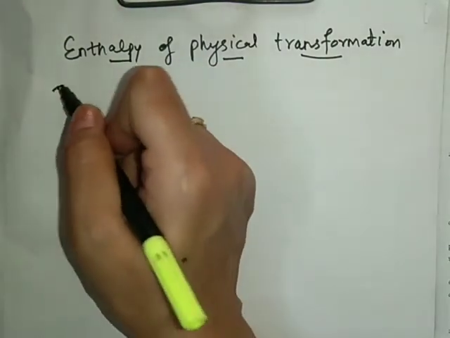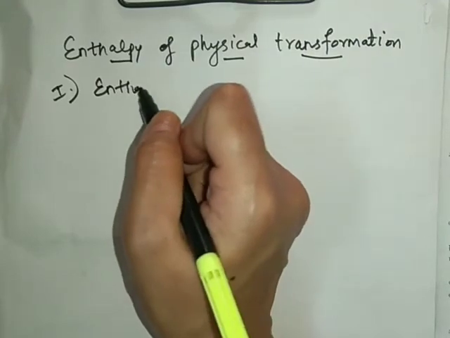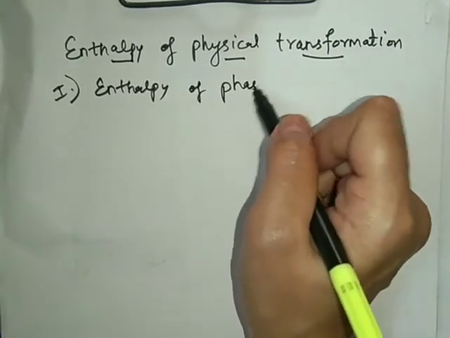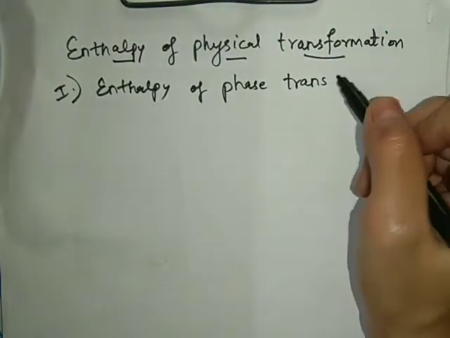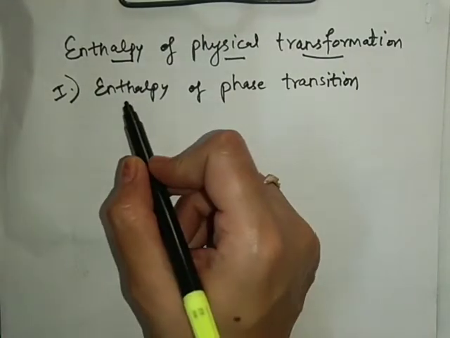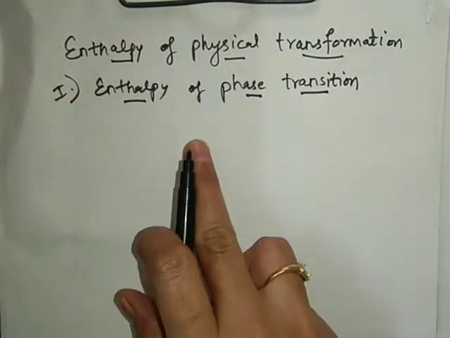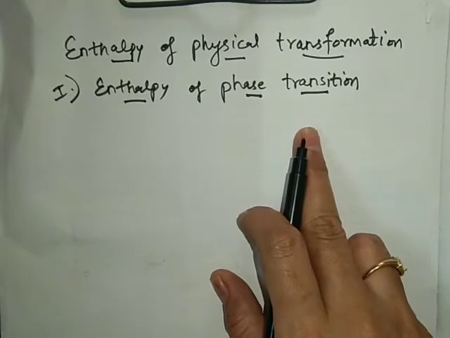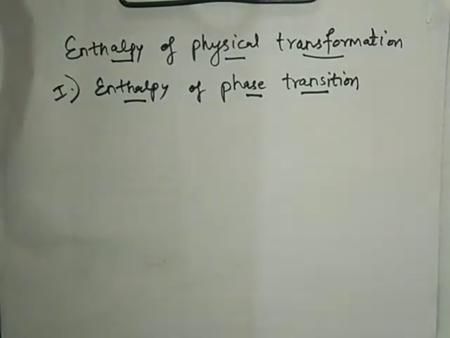Under this also we will be having many subtopics, in which first is enthalpy of phase transition. Phase means what? Physical state, which generally is solid, liquid, gas. So first one is enthalpy of phase transition. Here one phase of a substance is converted into another and the temperature and pressure are maintained the same. There is no change in composition of the reaction.